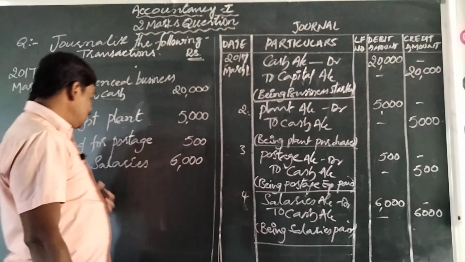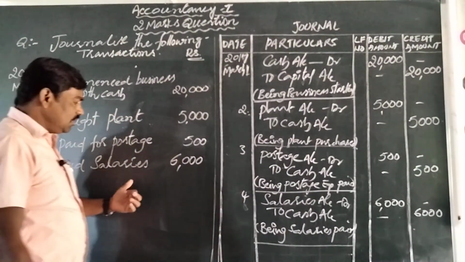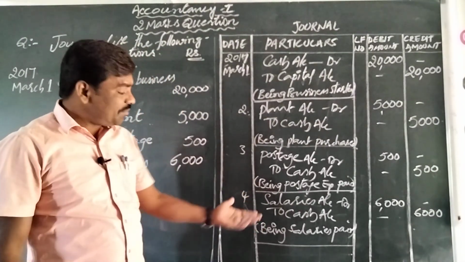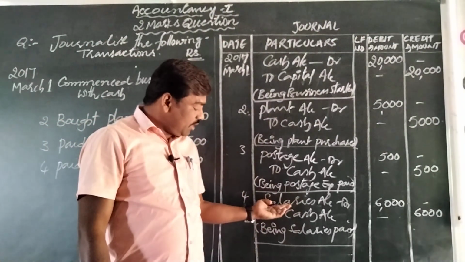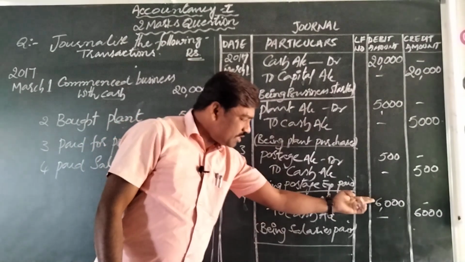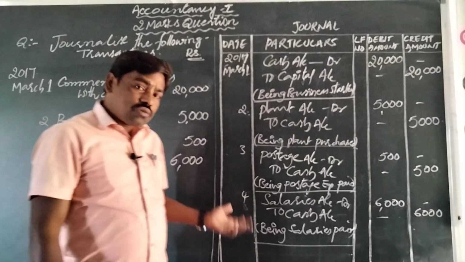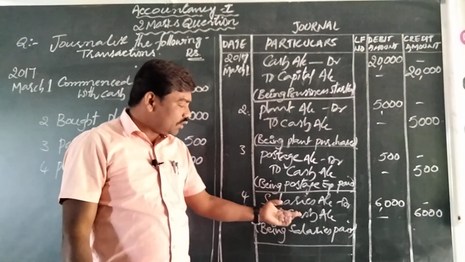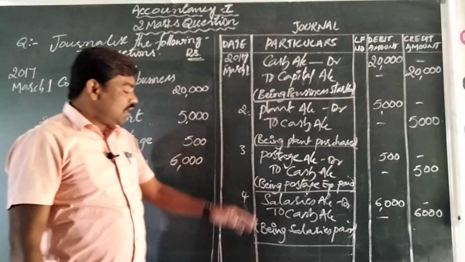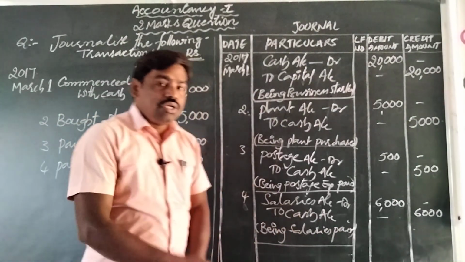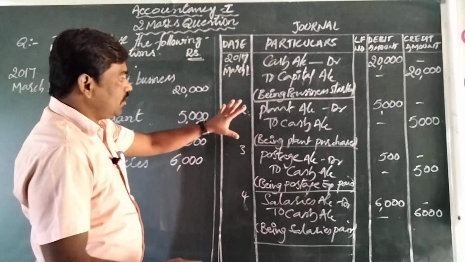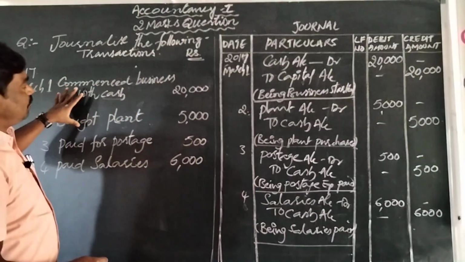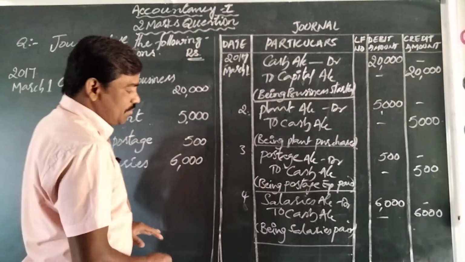And come to the fourth one, paid salaries. Here salary is also an expenditure. Expenses should be debited as per nominal account. So here we debited salaries account as per nominal account, rupees 6,000. And cash goes out of the business, that should be credited to cash account 6,000. Okay students. And narration, being salaries paid. In this way we have to write the journal entries for the given transactions in the problem for 2 marks in the annual examination.